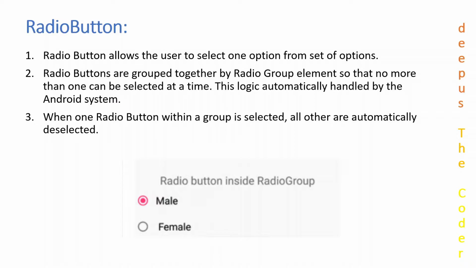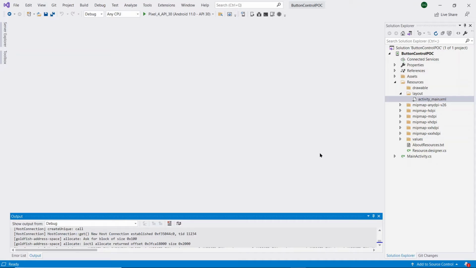For example, if our radio group element contains three options and you select any one option, the remaining options are automatically deselected. This functionality is automatically provided by Xamarin Android. In the image below, you can see how radio buttons look in a Xamarin Android application. Now I will show you how to add this radio button to our view page in a Xamarin Android application.